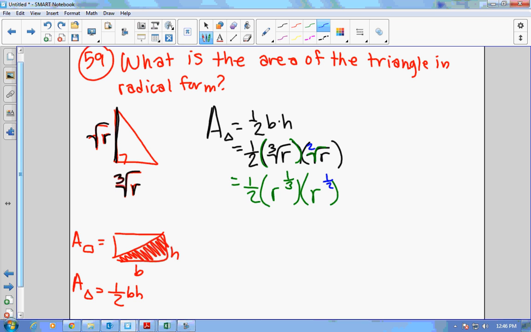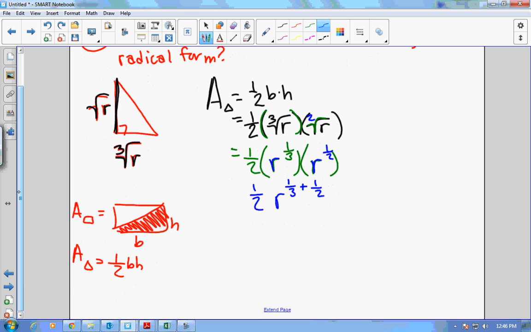Okay, when dealing with these exponents and the base is the same, are these bases the same? When we multiply exponents, we do what? Okay, what about the rest of you? Multiply, add, multiply, add. So, we're going to do 1/3 plus 1/2. But you have to know from elementary school how to add fractions.